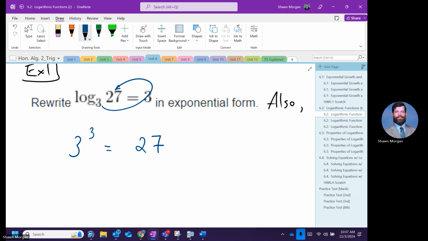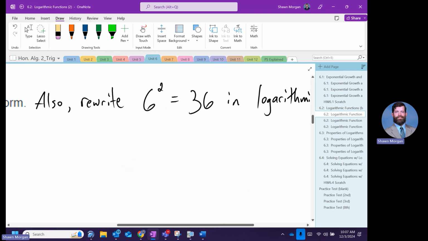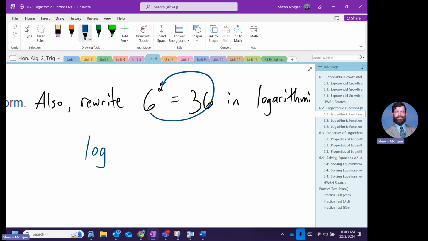All right. Now, 6 to the 2 equals 36. Christian's like, duh, I've known that for years, Coach Morgan. Okay, let's change it into log form. And where do we start again? Start with the base. Can you see it? So we get log base 6 of 36 equals 2.